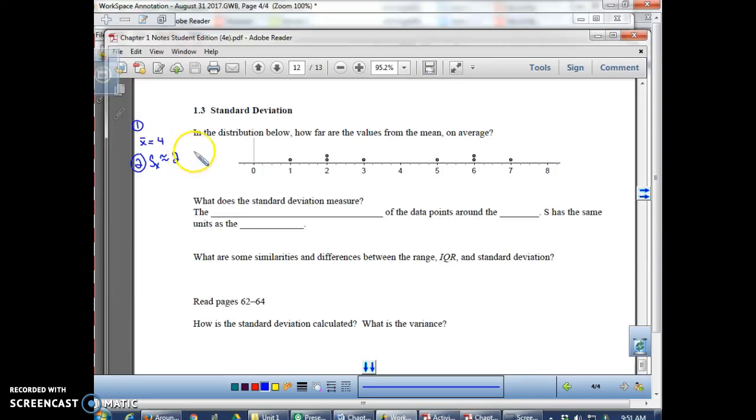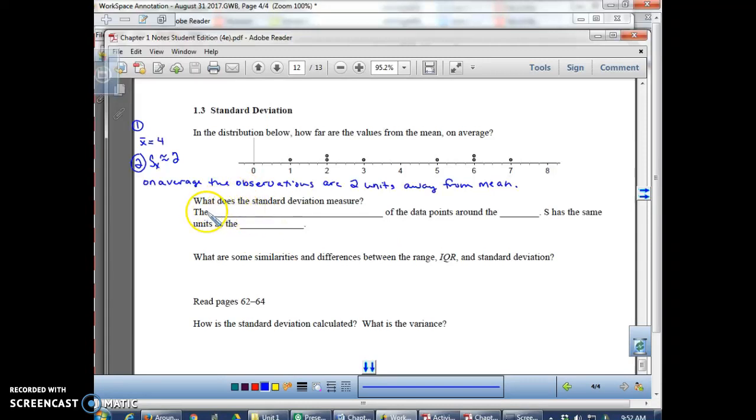Now you'd want to put units. We don't know what the units are here, so we'll talk about that some more. But on average, the observations are 2 units away from the mean. And we're going to learn there's actually a formula. So this was just an approximation just to give you an idea as to what the standard deviation really is.